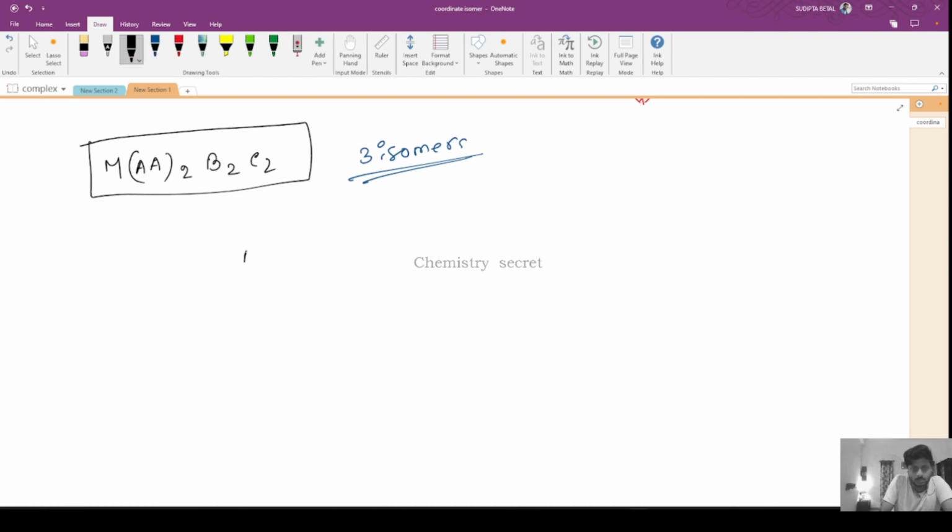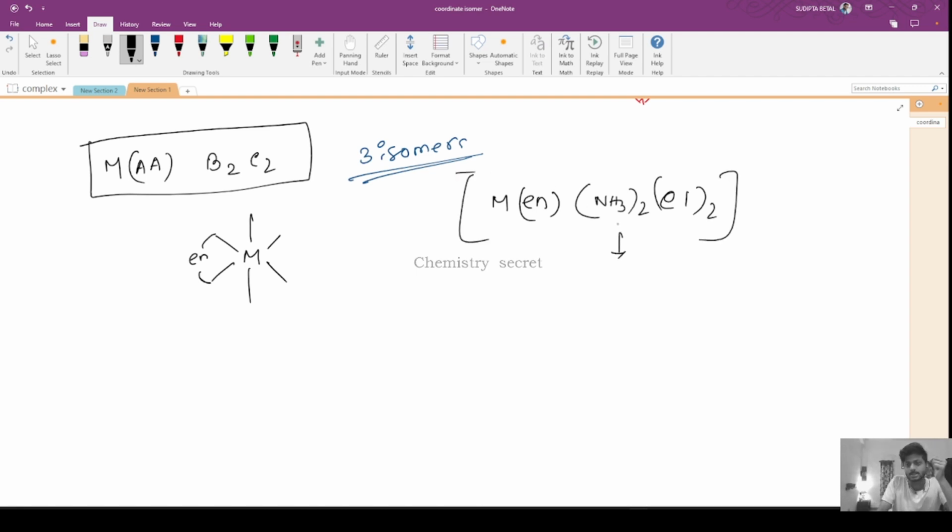Take an example. Say a metal is bound with 2 en, or 1 en. This is en, sorry, this is ethylene diamine. So if we take the metal with ethylene diamine, NH3 2 and Cl 2, this is an example of the complex. In case of octahedral structure, 6 ligands are attached. Here 2 ligands, here 2 ligands, that is 4, and this ethylene diamine donates 2 electrons and fulfills the metal vacancy of 2 ligands. So ethylene diamine behaves as 2 ligands, so in total we can see 6 ligands.